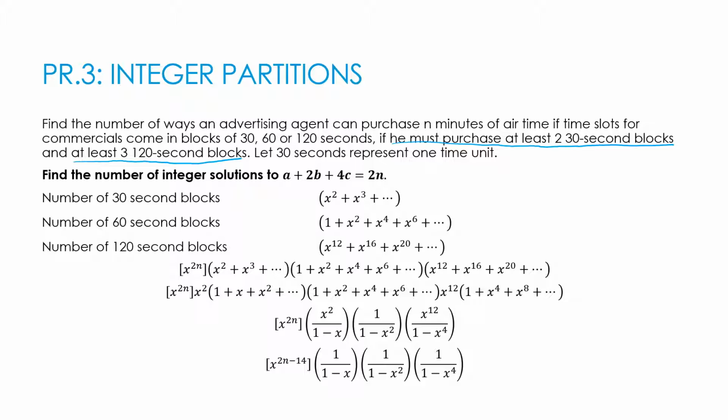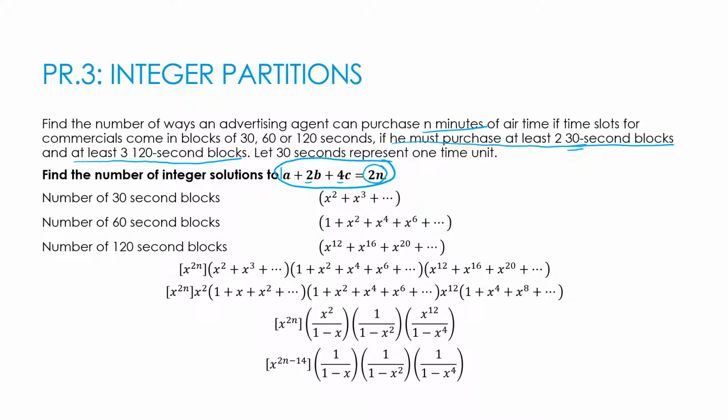So what hasn't changed? This guy hasn't changed. That's the same equation we came up with before. This is 1 block, 2 blocks, 4 blocks. We said it had to be 2n because n was number of minutes of airtime, and so we would need 2 30-second units to create 1 minute. So that part did not change.